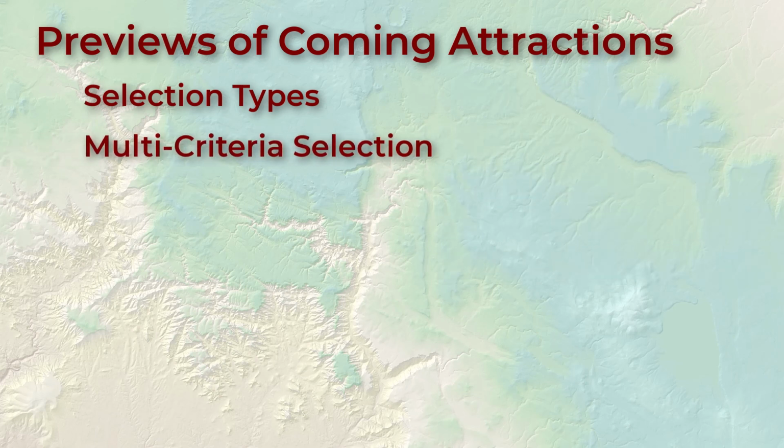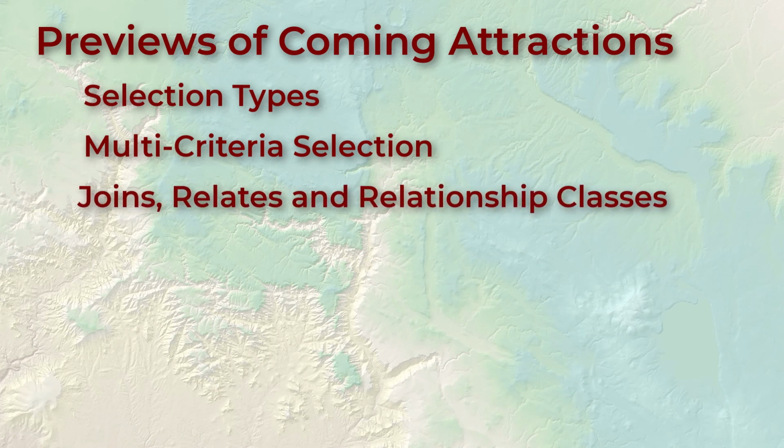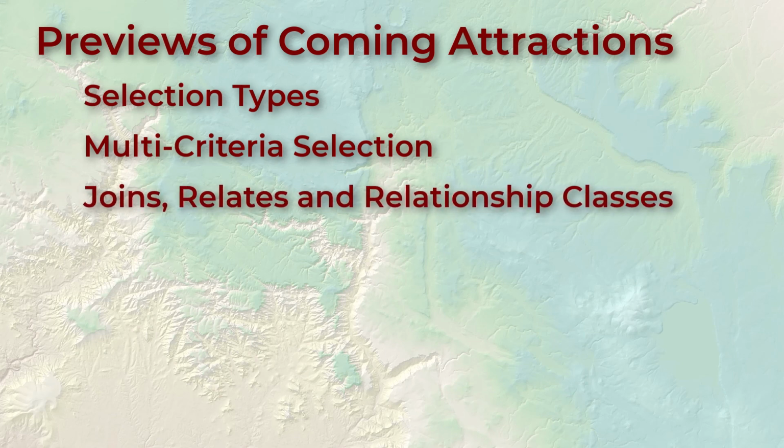We'll also talk a lot about multi-criteria selections. These are more complicated and really more like the real world. Then we'll talk about joins and relates and relationship classes.